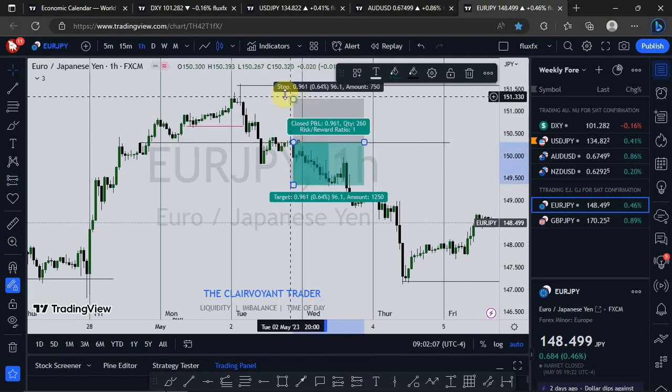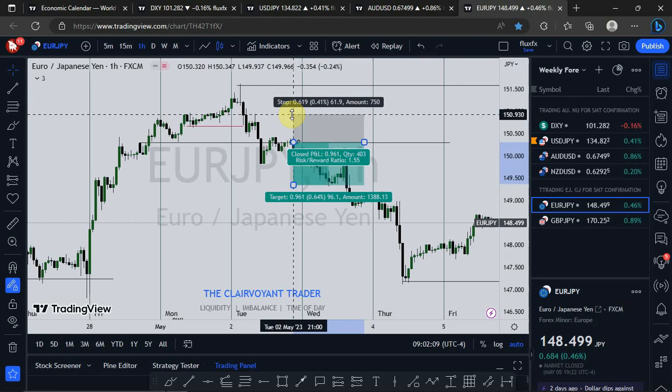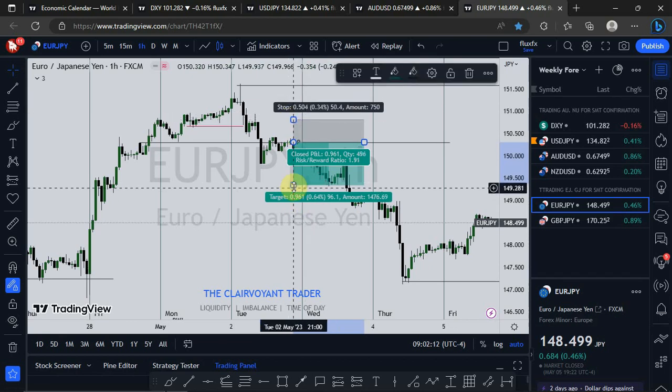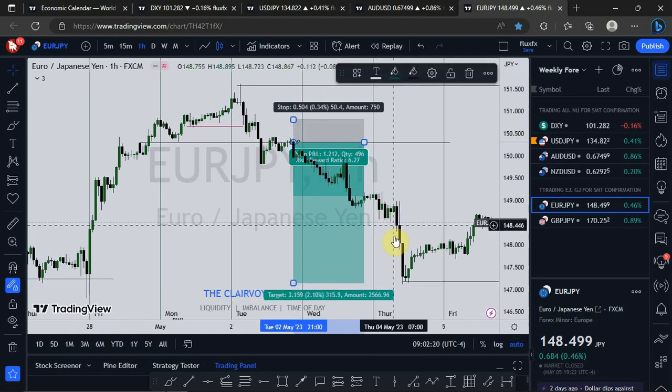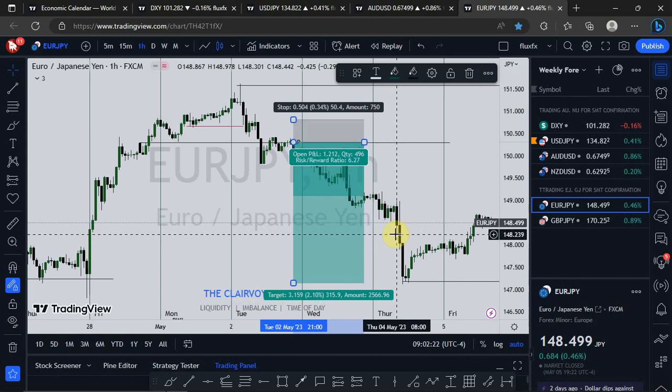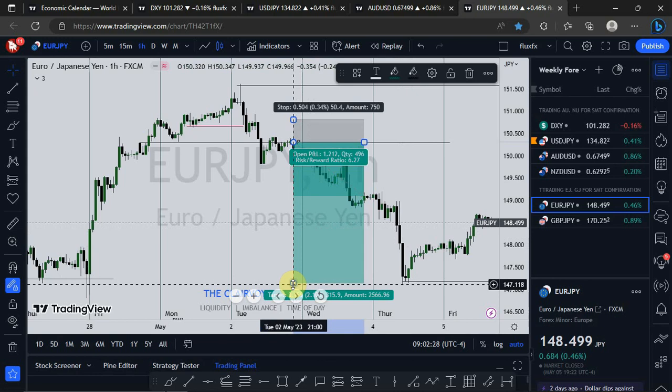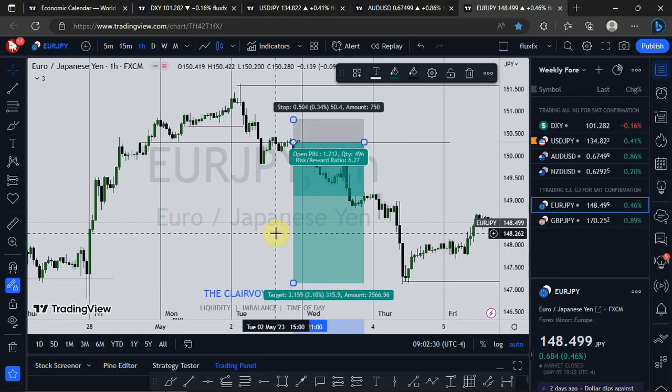All right, we took a setup here. Then our target, I think, around this zone. Yeah, target was around this zone, but I think I closed the market. I closed my trade somewhere around this area. So that is just that for EURJPY.